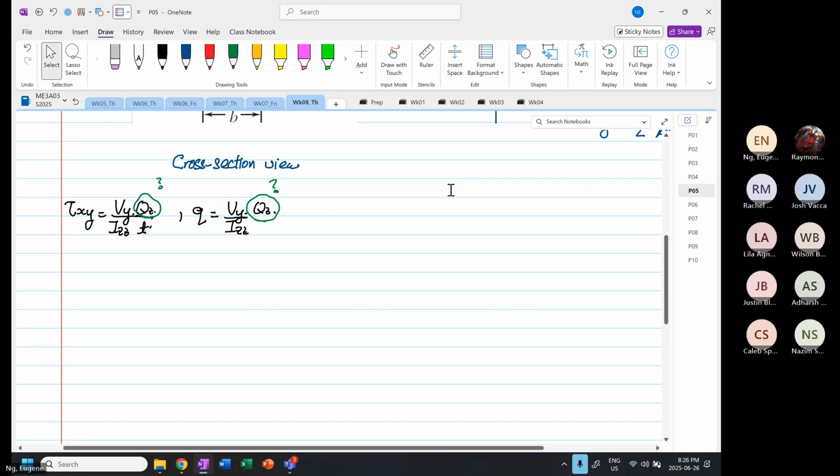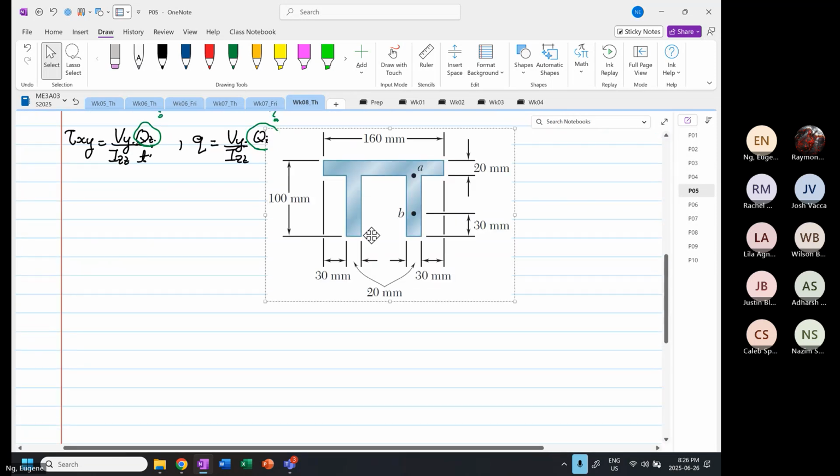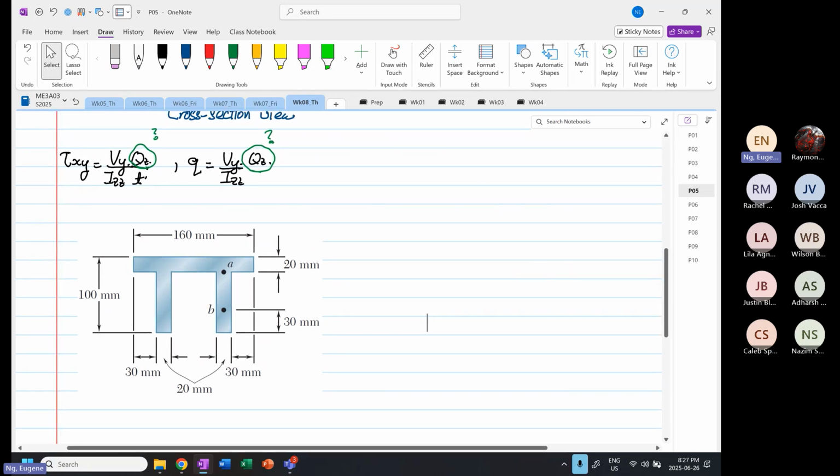Now we are going to look at a cross section. This is the cross section that we're going to focus on. So the question comes to this: what is the first moment of area at point A? And the next question is, what is the first moment of area at point B? I repeat again, we are going to determine the first moment of area at point A, and we're also going to determine the first moment at point B. So we are going to do this exercise.